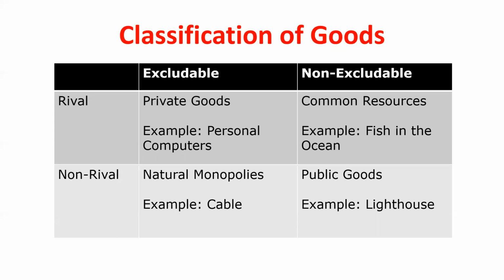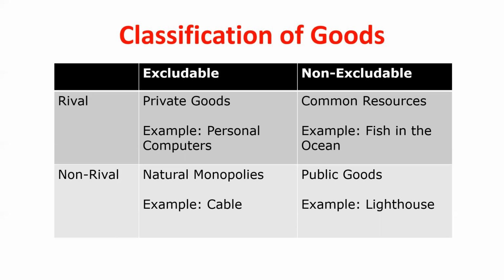A non-excludable and non-rival good is like a public good. I put lighthouses here, but everyone can use national defense at the same time, and we can't be prevented from enjoying the benefits of national defense. Once it exists, everyone in that country can enjoy the benefits. The other two we had were excludable and rival.